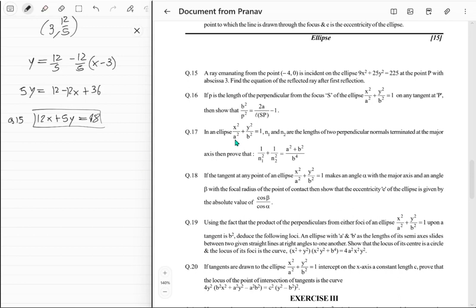In an ellipse, x square upon a square plus y square upon b square equal to 1, n1 n2 are the lengths of two perpendicular normals terminated at the major axis. Then prove that... Two perpendicular normals terminated at the major axis. What does that even mean? Oh, okay. So like you got normals and then only till it reaches the axis. Then from, so we want length, right? That's why. Then prove that this.